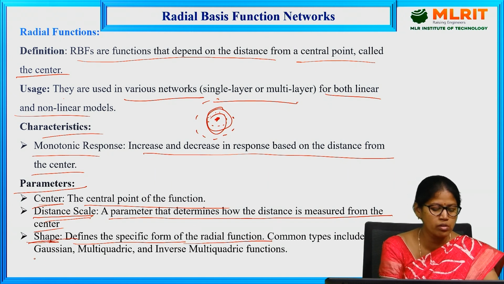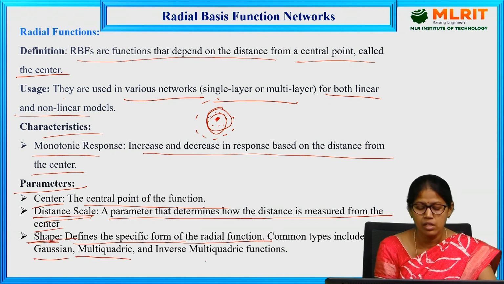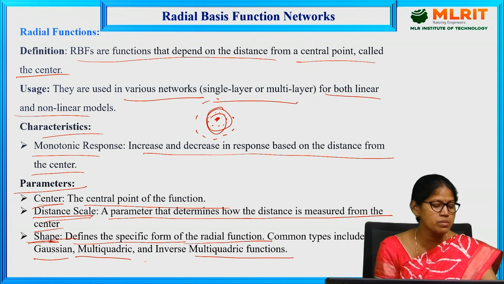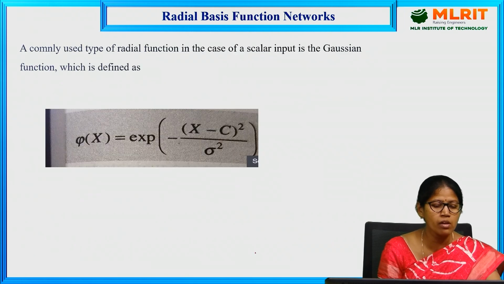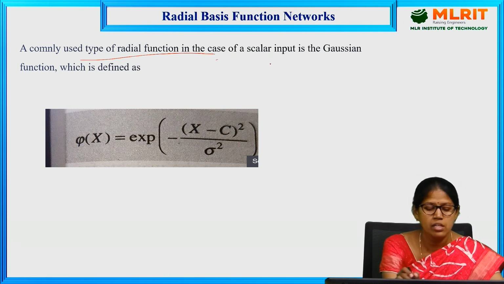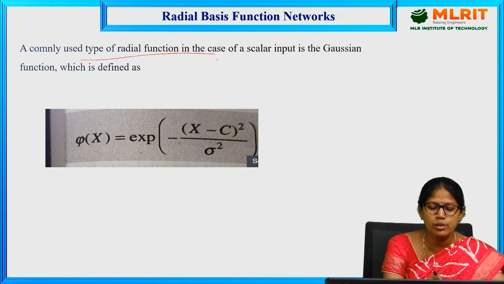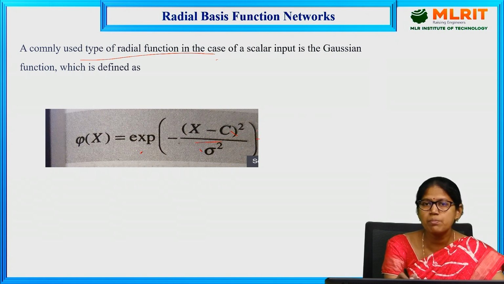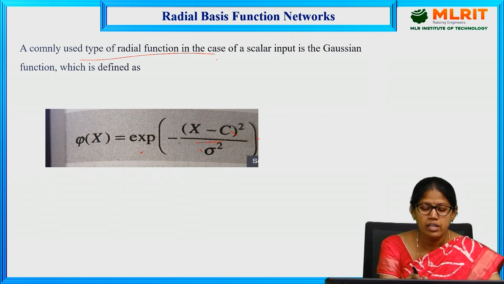Common types include Gaussian, multi-quadratic, and inverse multi-quadratic functions. The commonly used type of radial function in this case is phi of x equals exp of minus (x minus c) whole squared divided by sigma squared, where sigma is the standard deviation.